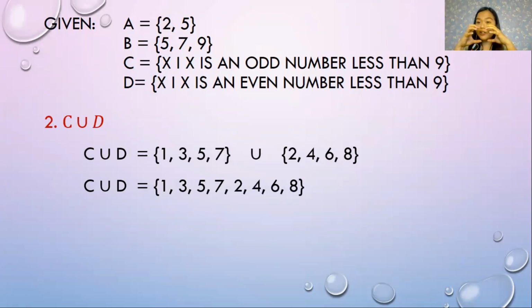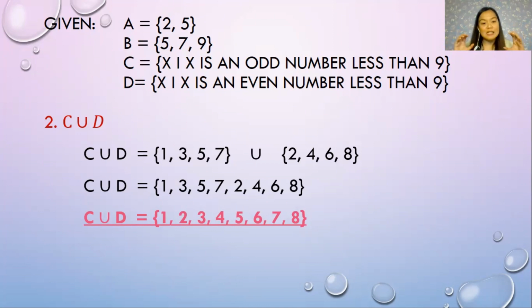Union, pagtipunan tayo. We have 1, 3, 5, 7, 2, 4, 6, 8. Pwedeng yan na yung answer, pero for formality sake, i-arrange muna natin para mas maganda tignan. 1, 2, 3, 4, 5, 6, 7, 8. Ayan. So, the union of set C and set D is equal to, open and close braces, 1, 2, 3, 4, 5, 6, 7, and 8.